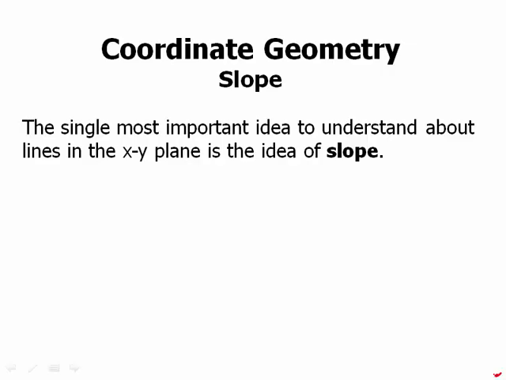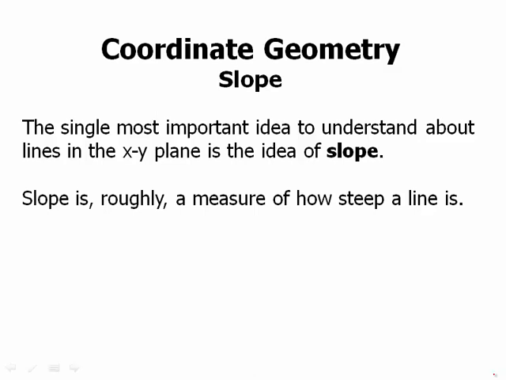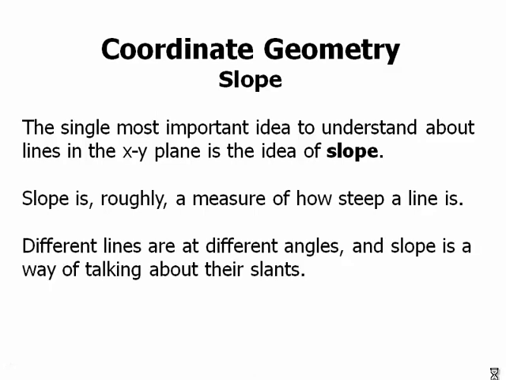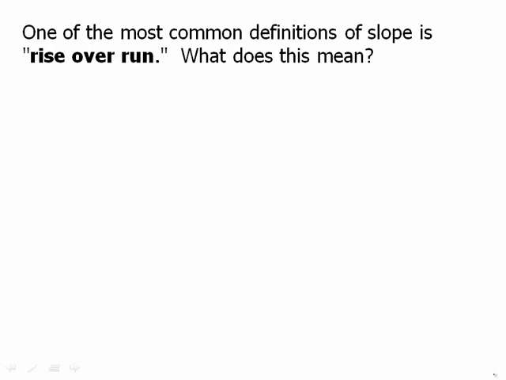Slope. The single most important idea to understand about lines in the xy plane is the idea of a slope. Slope is roughly a measure of how steep a line is. Different lines are at different angles, and slope is a way of talking about these different slants. One of the most common definitions of slope is rise over run.